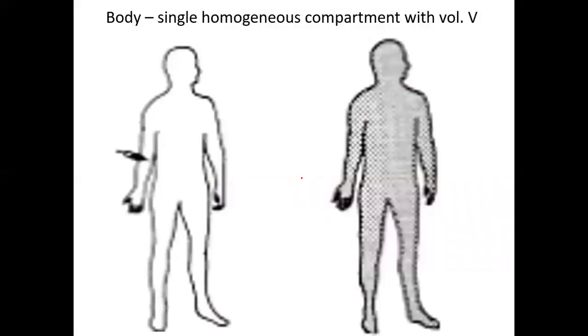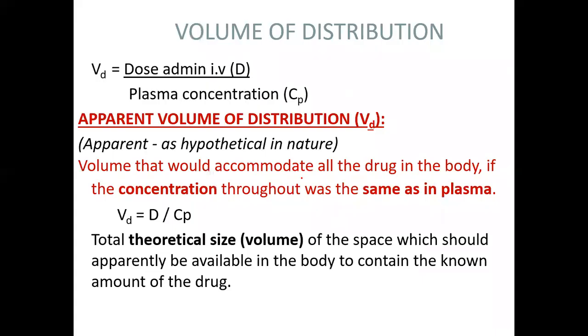Now, before we go into further details of the distribution, we need to have some assumptions. And one of the assumptions is that we need to consider the body as a single homogeneous compartment which has a volume V. Now, what is the significance of this? Let's see. So this volume V helps us determine the volume of distribution of the drug. This volume of distribution is depicted by dose administered over plasma concentration. And this is known as apparent volume.